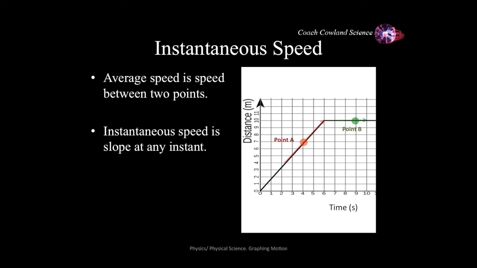Now on this graph, the instantaneous speed at point A would be exactly the same as the average speed that we worked out on the previous slide. The instantaneous speed at point B though would be different.